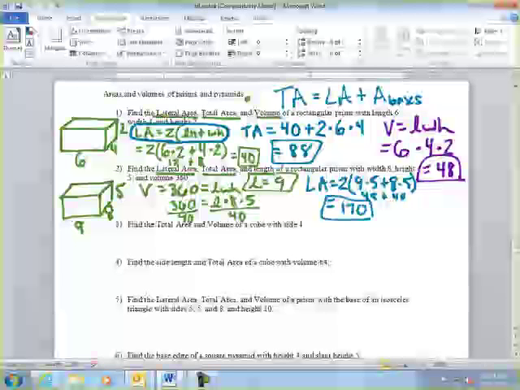Calculator use is acceptable and encouraged. I'd rather have you use a calculator and get it right than try to do it in your head and get it wrong.